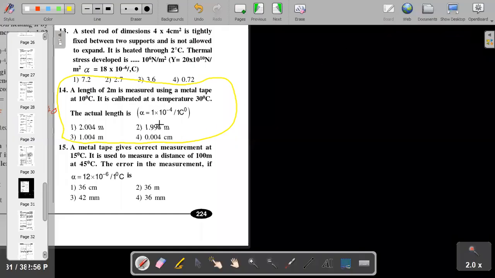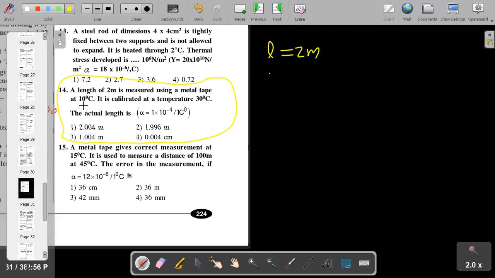Please read the 14th question. A length of 2 meter is measured using a metal tape at 10 degrees Celsius. Yes, first the length of 2 meters is measured at a temperature of 10 degrees centigrade. So L1 they have given, T1 is 10 degrees centigrade. It is calibrated at a temperature of 30 degrees Celsius.